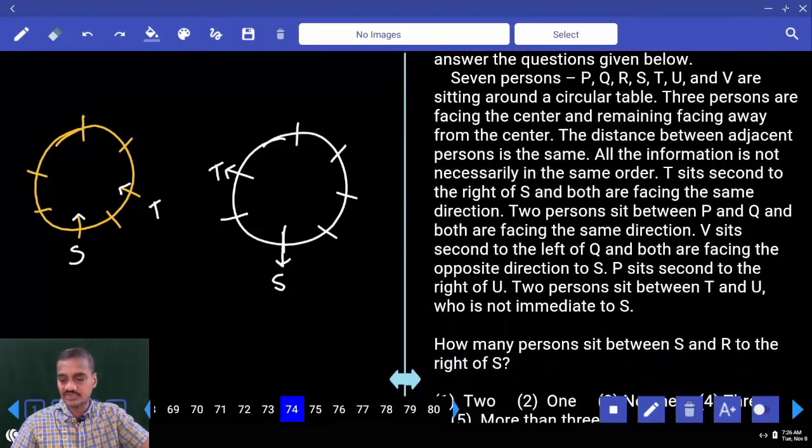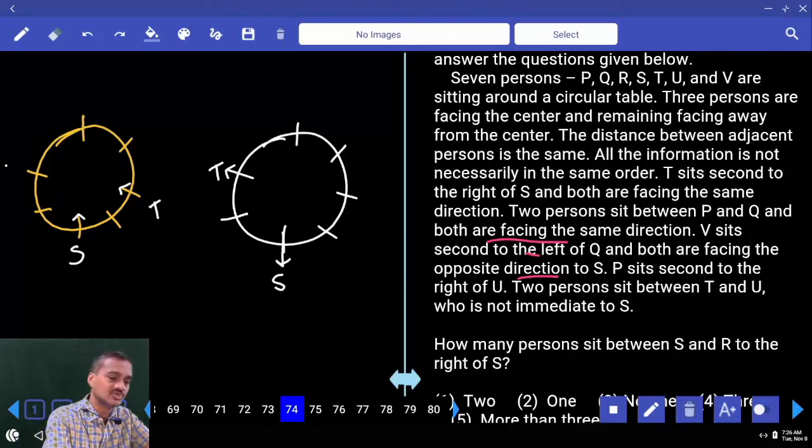And next one, two persons between P and Q, and both are facing the same direction. V sits second to the left of Q, and both are facing opposite direction to S. And P sits second to the right of U, and two persons between T and U, U who is not an immediate neighbor of S. How many persons are there? 2 persons. U and S are not adjacent to each other. And 2 persons between T and U, and 1 to U must be here.